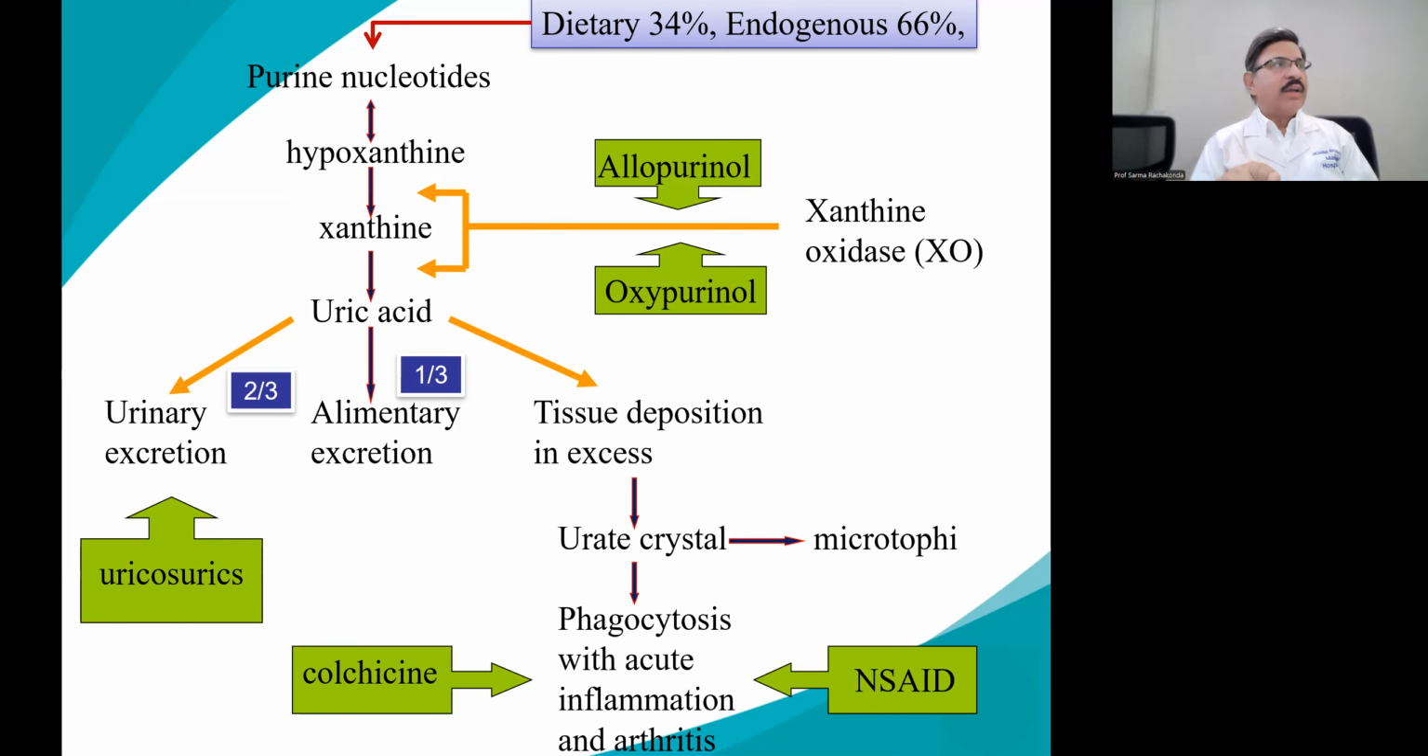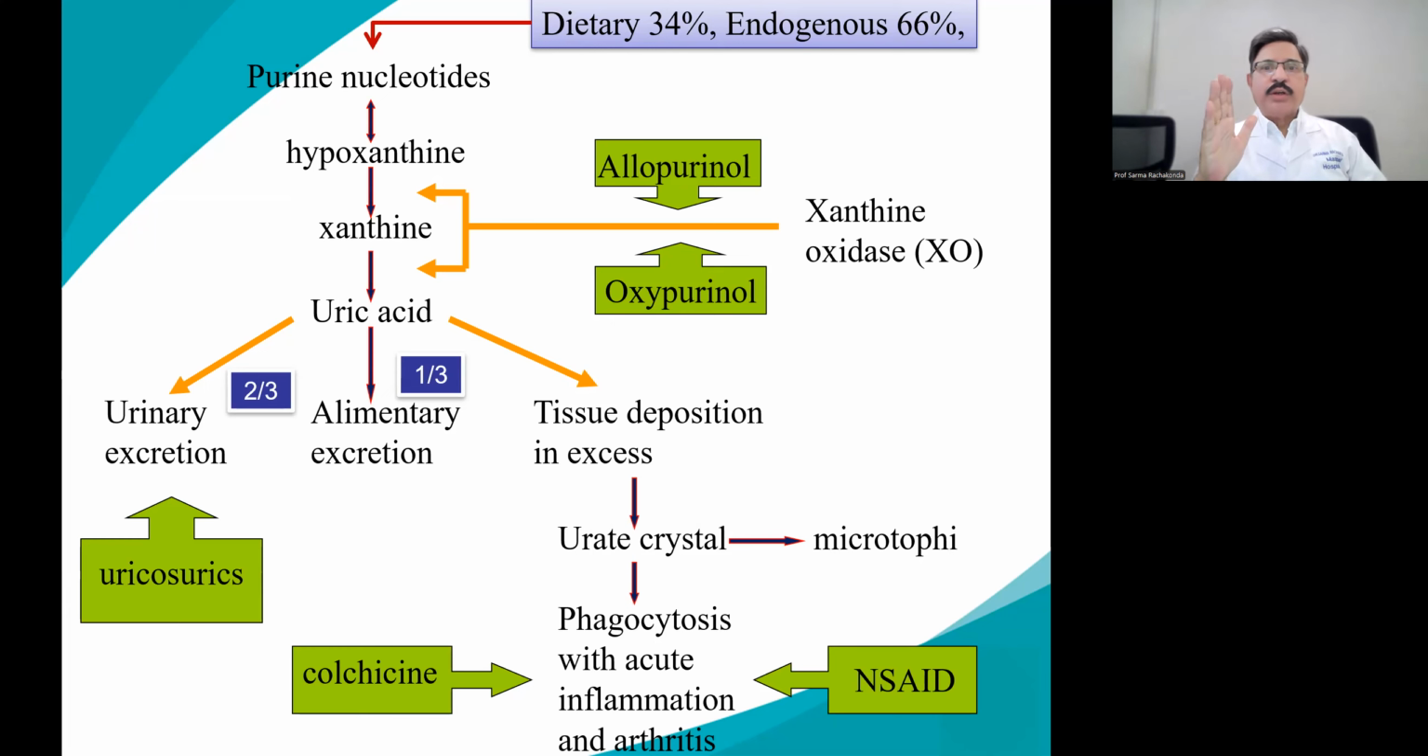This chart is both a pathogenesis and treatment. So how do you treat hyperuricemia or gout? Put this chart and say this is how I treat. So a clinician should always look at the pathology in line with the treatment always. That's what we are trying to do here.